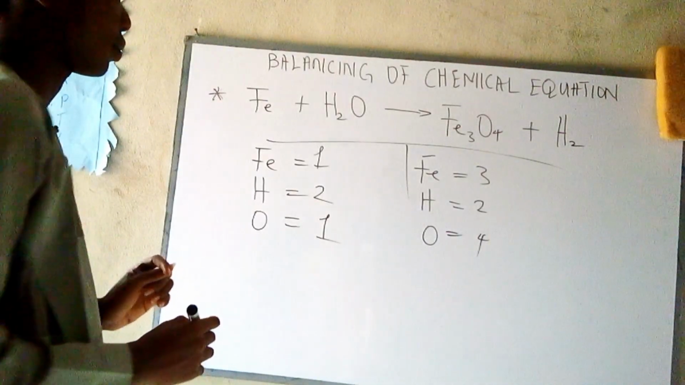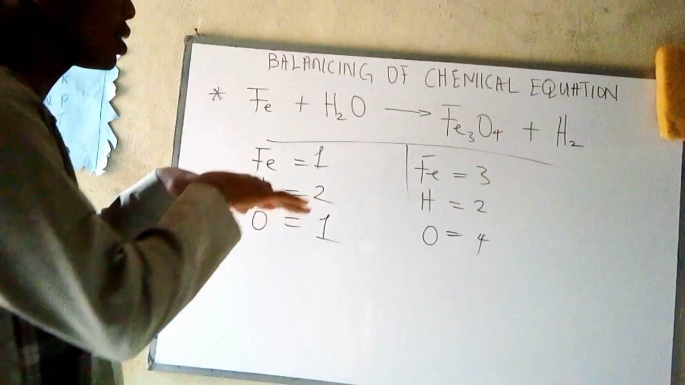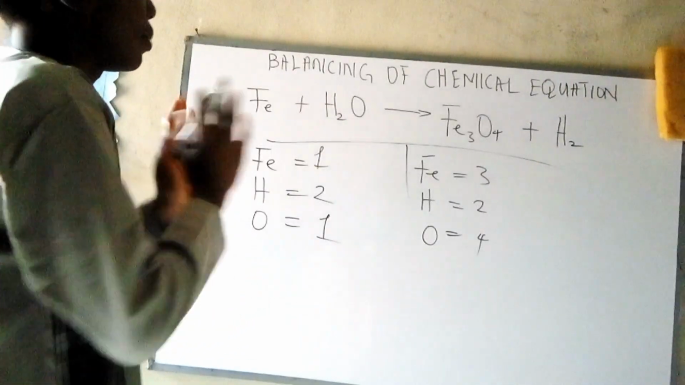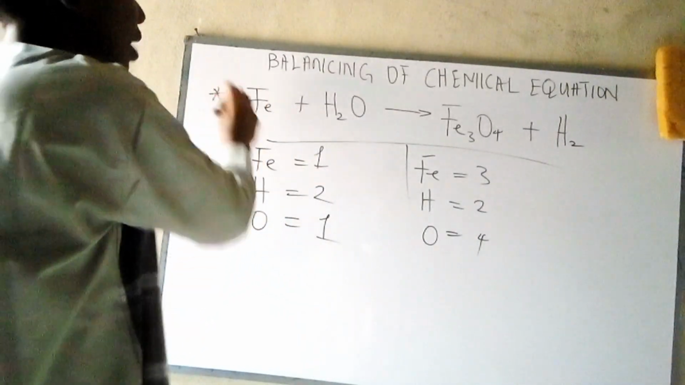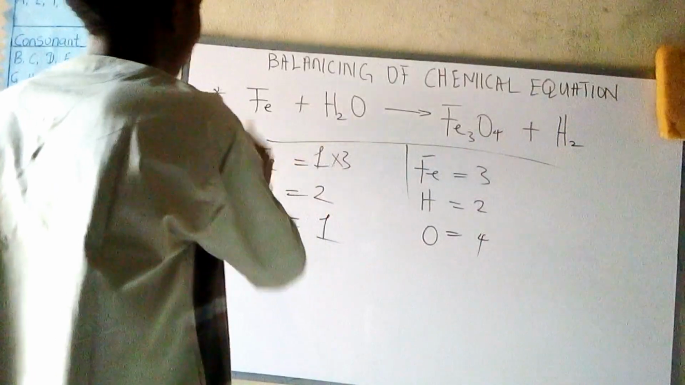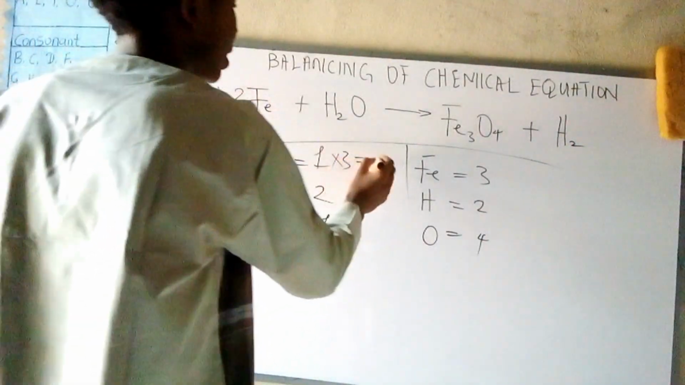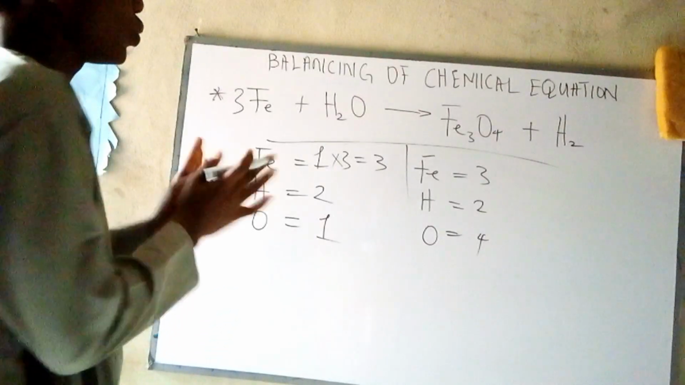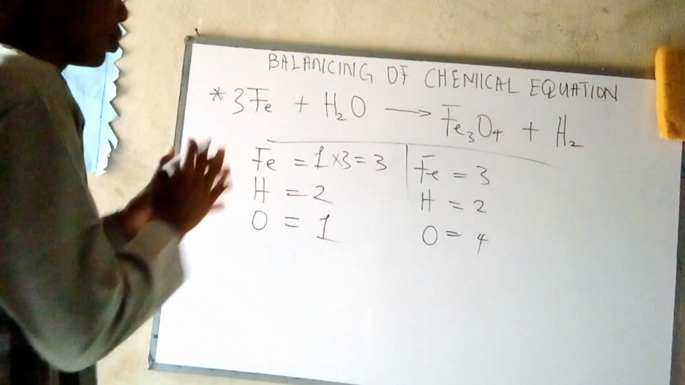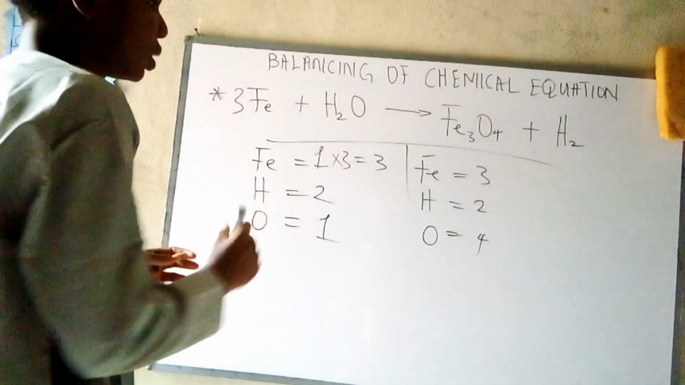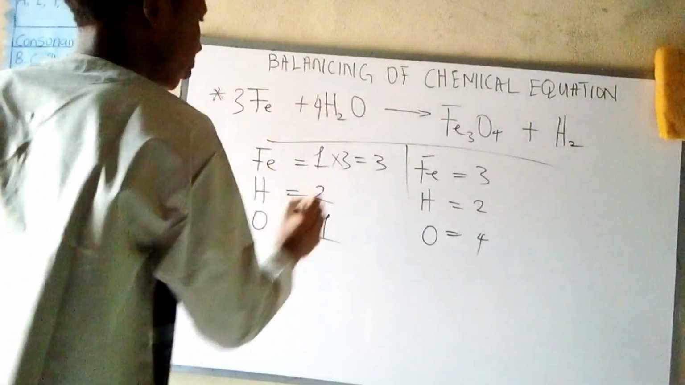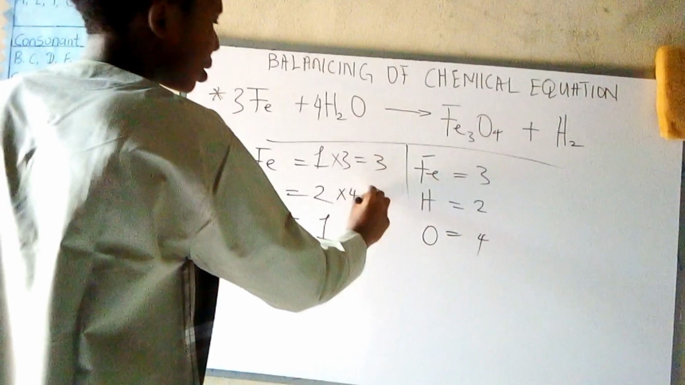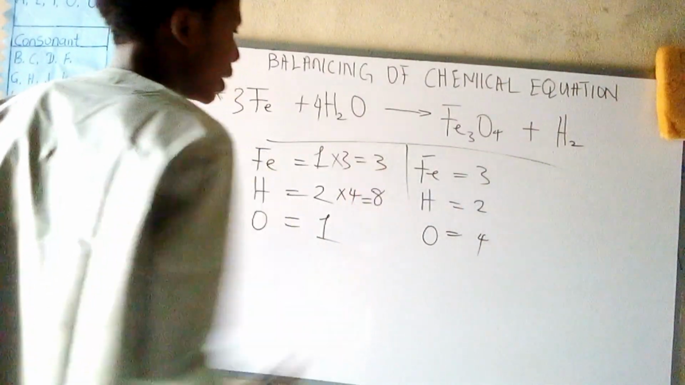Now to balance, let's balance iron first. Balancing iron, we'll just have to add 3 here. We'll make iron 3. Moving up to oxygen, how do we make oxygen balanced? Simple, we're just going to add 4, which is going to make this oxygen now equal to 8.